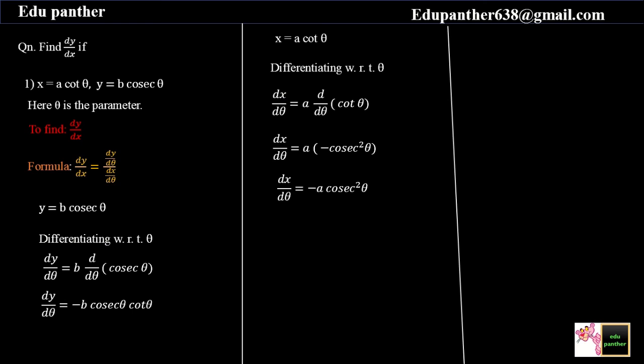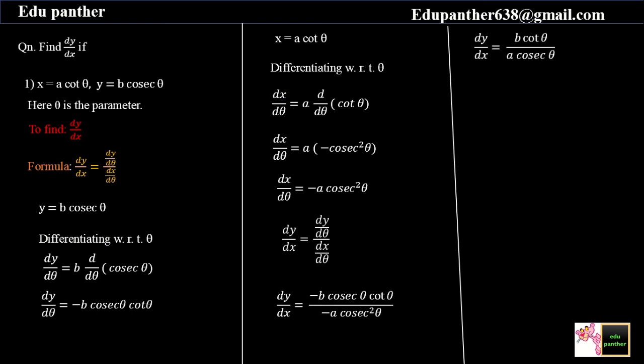So now we have calculated dy by d theta as well as dx by d theta. Next step is we'll find dy by dx. So formula is dy by dx is dy by d theta upon dx by d theta. Now we have the value of dy by d theta as well as dx by d theta. So substitute those two values in this formula. So we'll get minus b cosec theta into cot theta upon minus a cosec square theta. Now after cancellation, we'll get dy by dx as b times cot theta upon cosec theta.